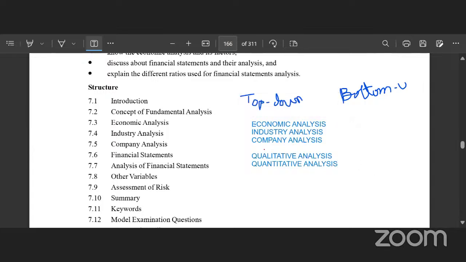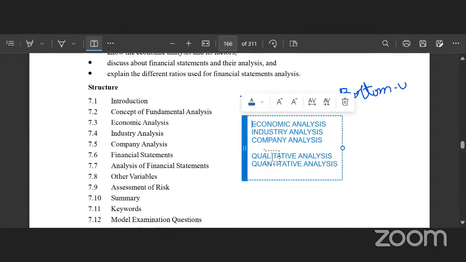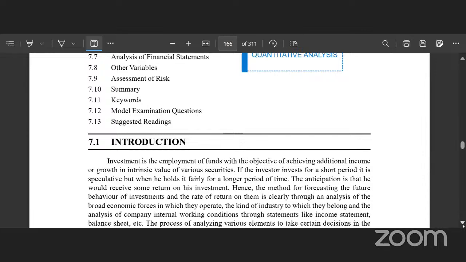In a bottom-up approach, first we analyze the company, then we go to the industry analysis, then economic analysis. In company analysis, we generally go for qualitative and quantitative analysis. In qualitative analysis, we try to understand the basic characteristics of the company. Then in quantitative analysis, we analyze the company using the financial statements. That's what we do in the entire fundamental analysis.